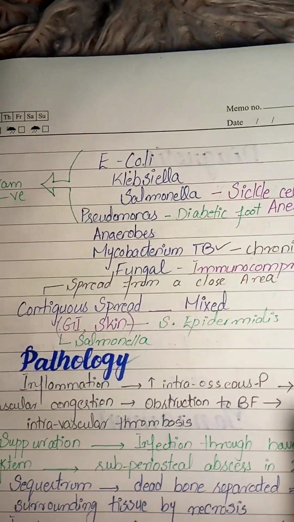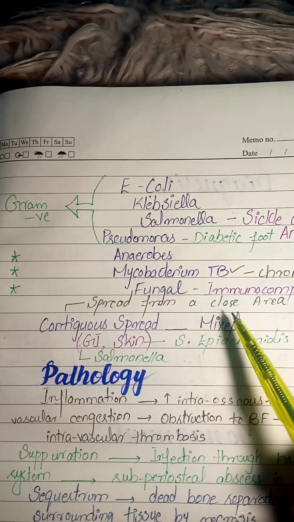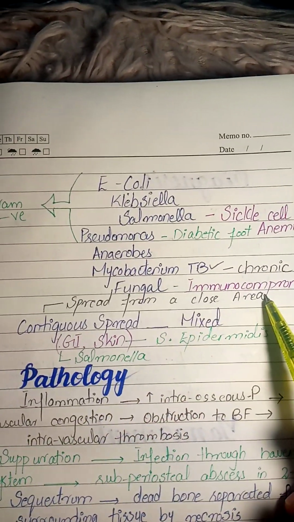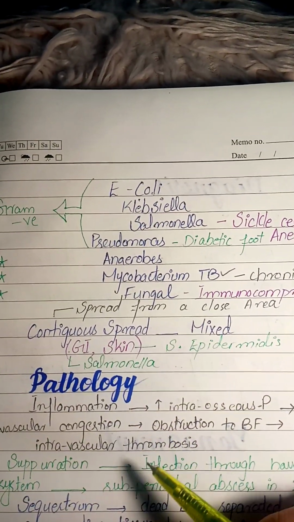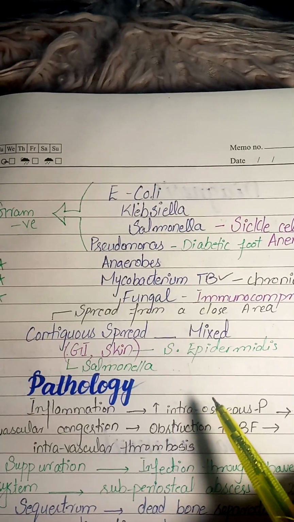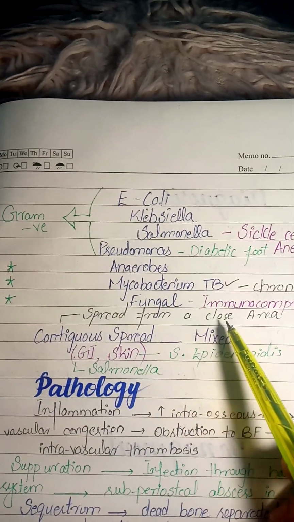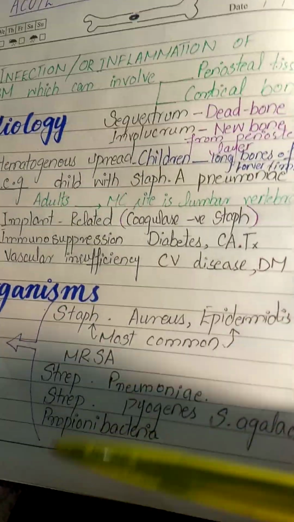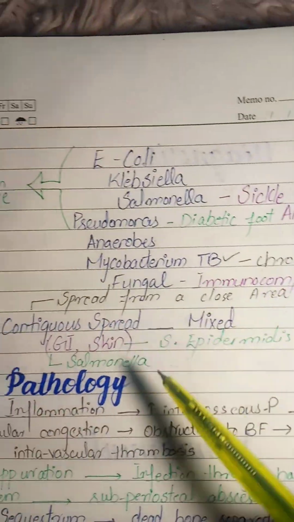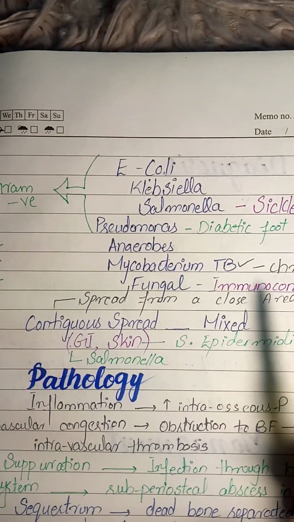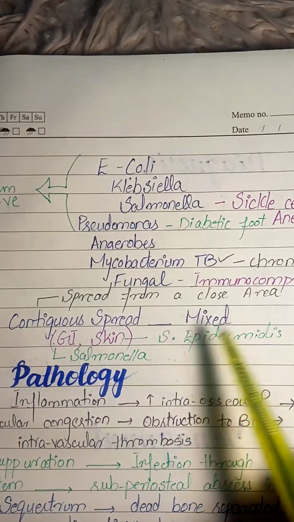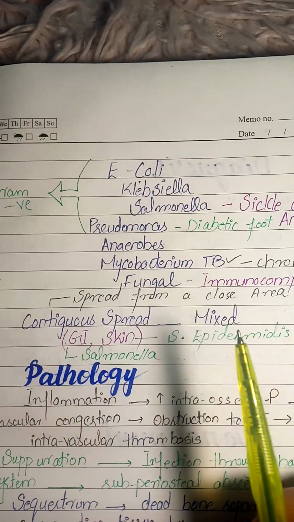Then fungal infections and contiguous spread. Contiguous spread means the spread from a closed area. If the spread is contiguous, then it means the infection is mixed, and mixed infection means any organisms from these species or these species. Contiguous spread is most commonly from skin, for example Staph epidermidis, or from GI, for example Salmonella.